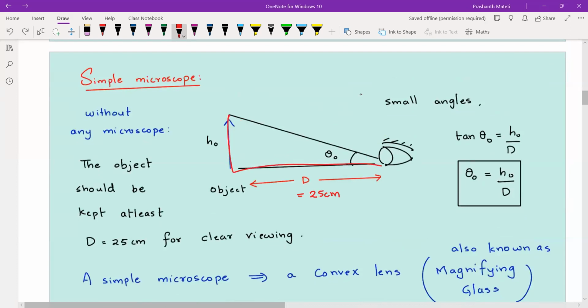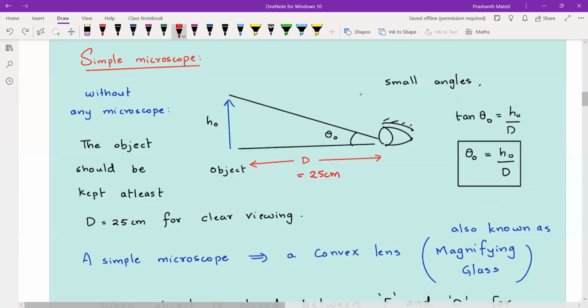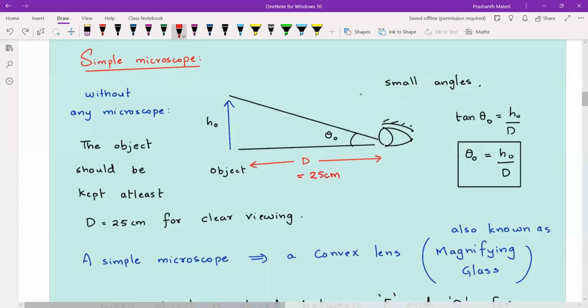This forms a right-angled triangle. Tan theta is equal to opposite by adjacent. For small angles, tan theta is approximately theta. So theta naught is equal to the height of the object by D, where D is the least distance of distinct vision. The object should be kept at least 25 centimeters away for clear viewing.